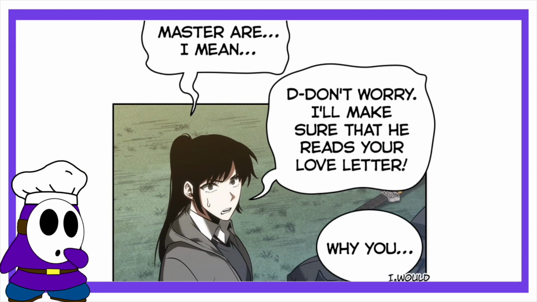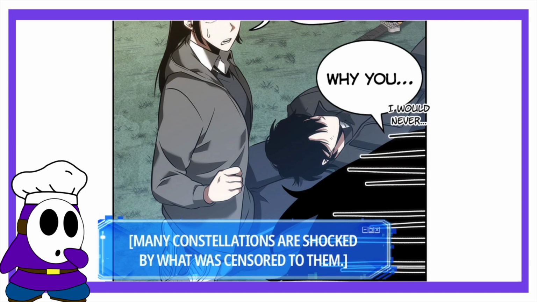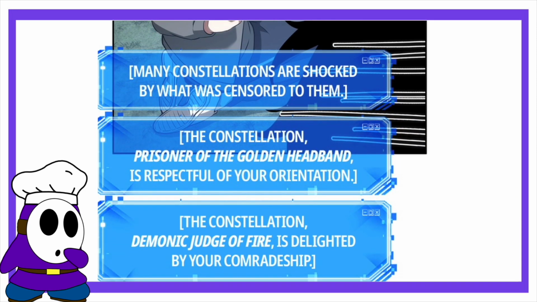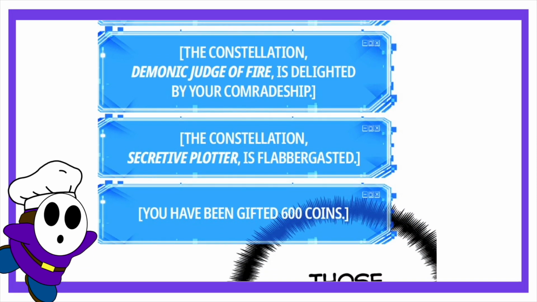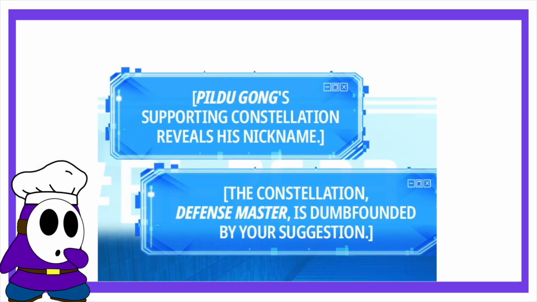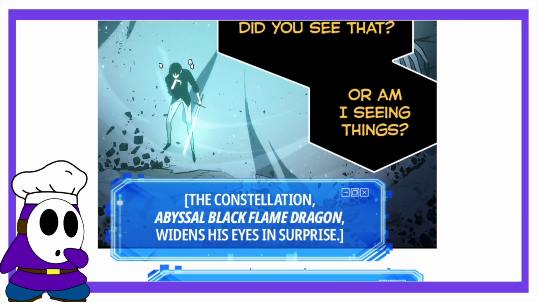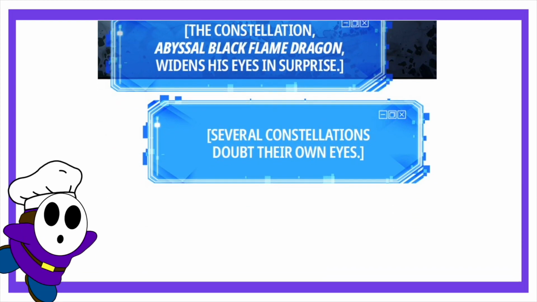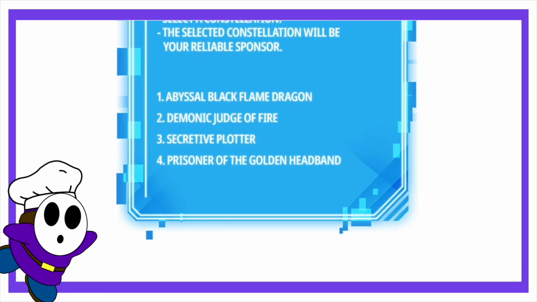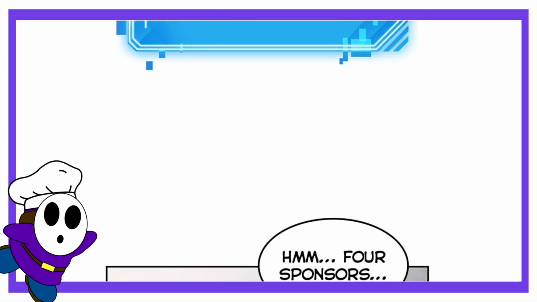Now, the constellation interactions are some of my favorite little moments in Omniscient Reader. We hear their 2 cents in any given situation. Some are approving, some are questioning, some are endlessly baking cookies for some reason. But there are 4 that are more important than most. They're the 4 that request to be Dokja Kim's supporting constellations.